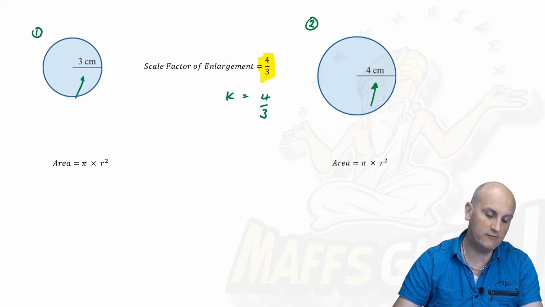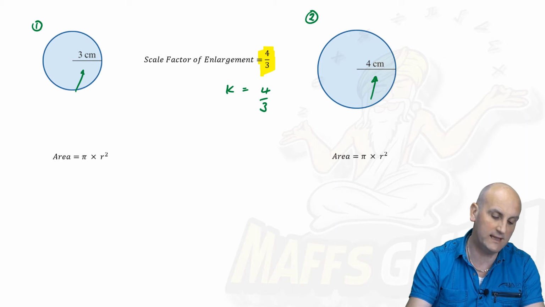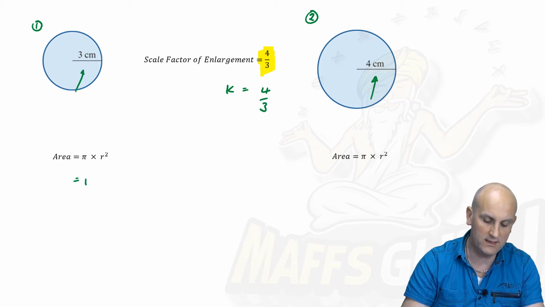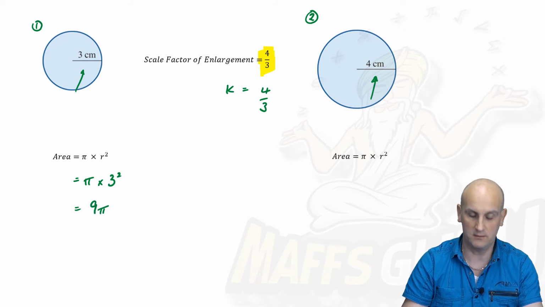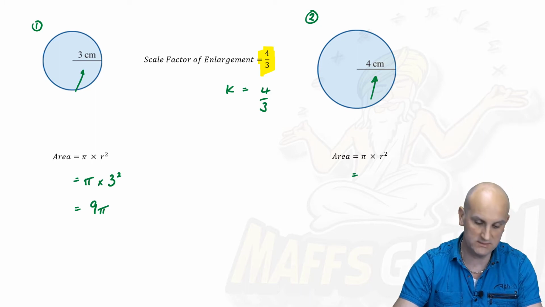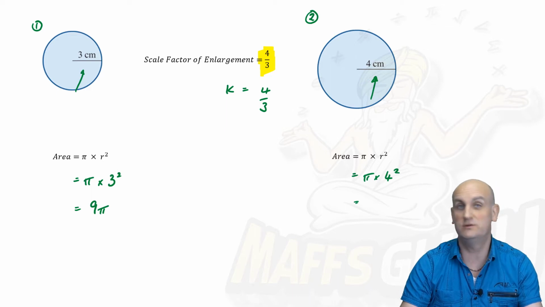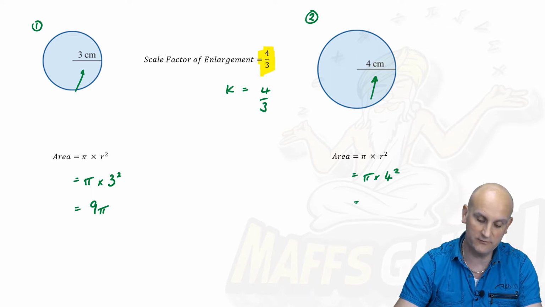Can we work out the area of this shape? Of course, we can. The area of this is equal to pi times my radius squared. So that's 3 squared, which is equal to 9 pi. Happy with that? Okay. What about the area of my bigger circle? We can do the same thing: pi times my radius squared. Now remember, when you square a value, that's multiplying by itself. So that becomes 16 pi.